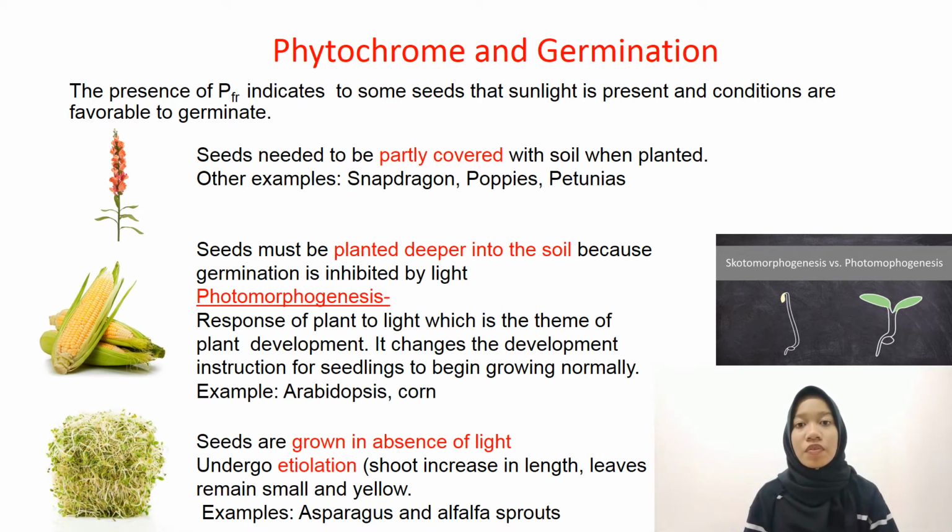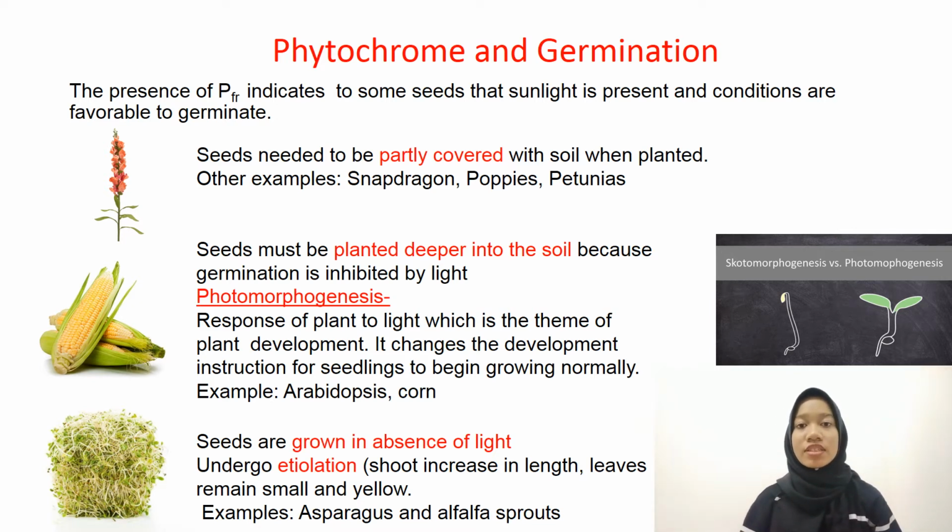The presence of PFR indicates to some seeds that sunlight is present and the conditions are favorable for germination. This explains why some seeds such as snapdragons, poppies, and petunias must be only partly covered with soil when planted. The seed of the birch tree needs 8 consecutive days of 10 hours of sunlight before it will germinate.